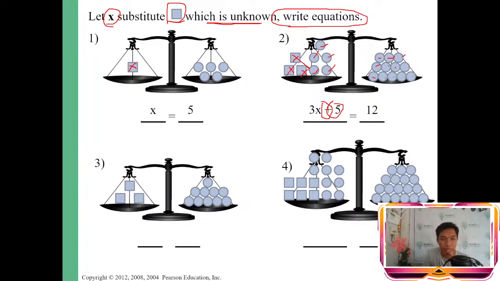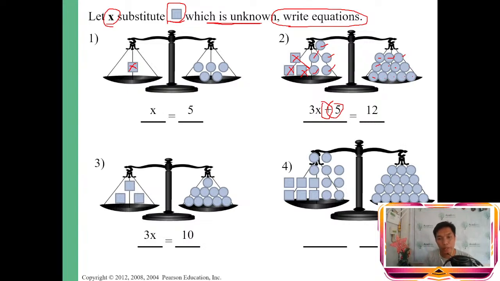And number 3, how do we write the equation in number 3? We write the equation like this. We have 3x, which means 3 times x equals 3x. And how many is this one? 1, 2, 3, 4, 5, 6, 7, 8, 9, 10. So it is equal to 10. That is how we write the equation.